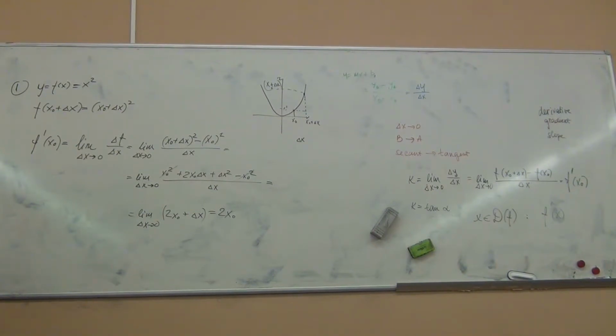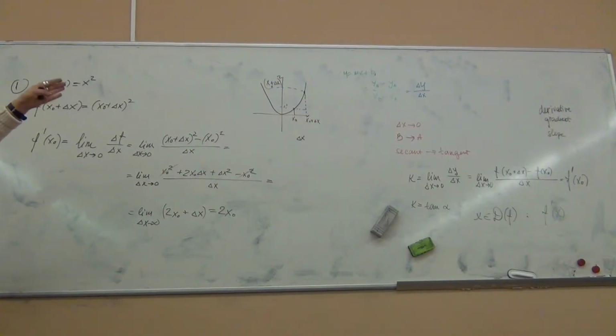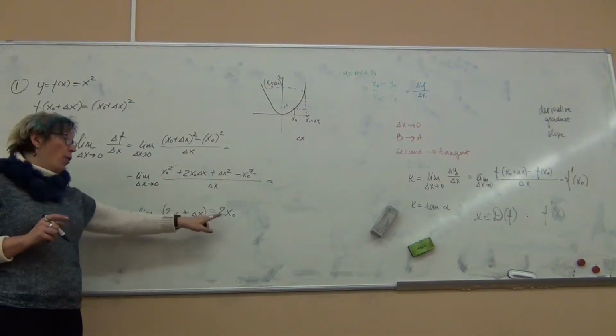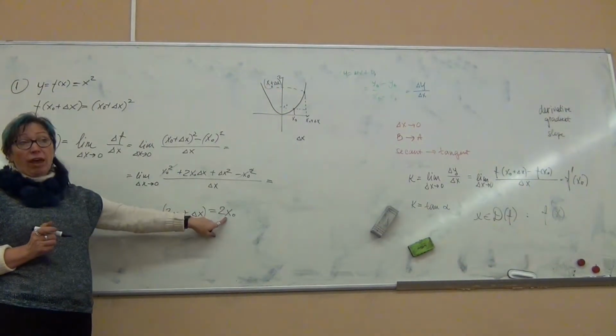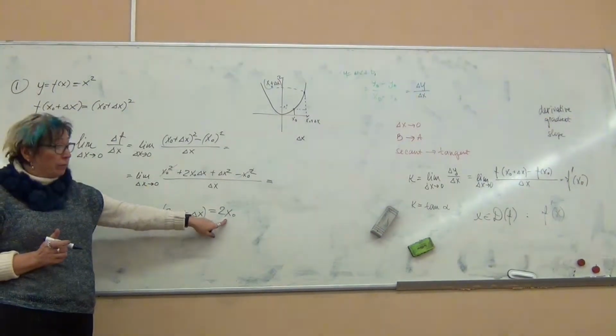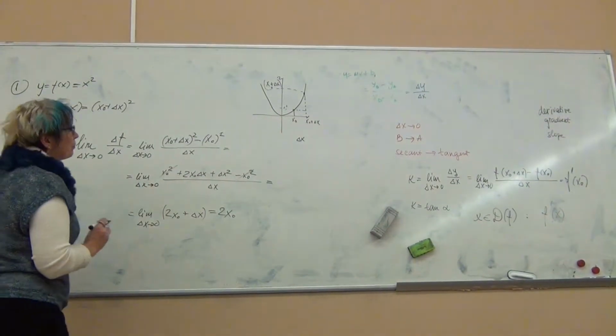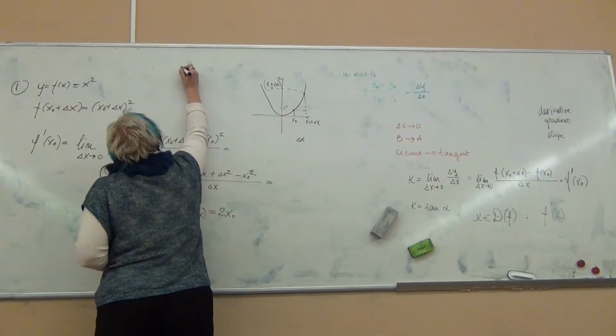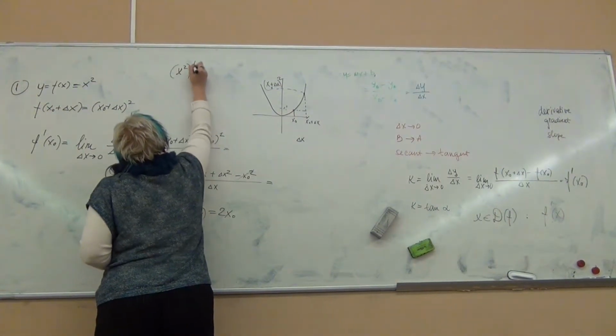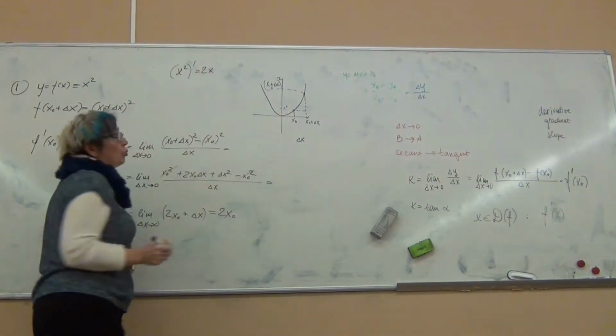And if I change the value of x0, if I take any other point from the real numbers, then I can say that for every point I can find the gradient by this formula. So I can say that the derivative of x squared actually equals 2x.